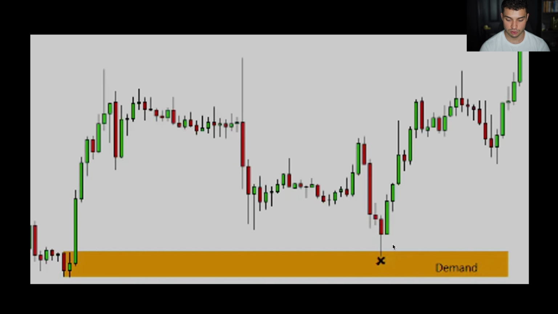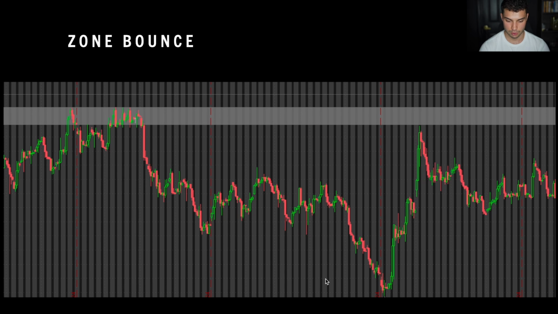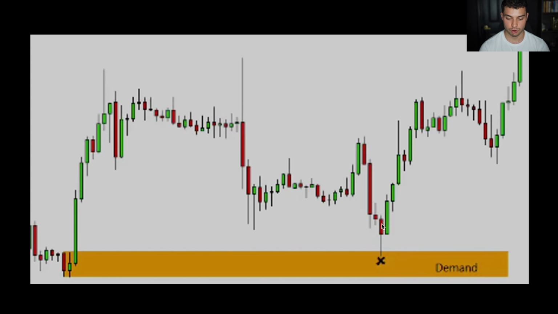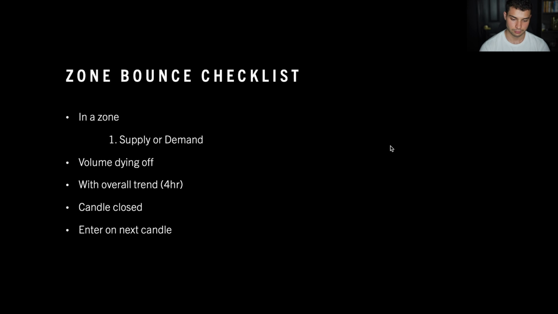But this is a demand zone bounce. So we're on an uptrend and we go long off this bounce off demand. Like you just said, this is just the opposite direction. We're in a downtrend, I'm going to go short, so I'm waiting for a bounce here to go short. We're in an uptrend, I want to go long, so I'm waiting for a bounce on this demand zone to go long. But this is the zone bounce checklist.